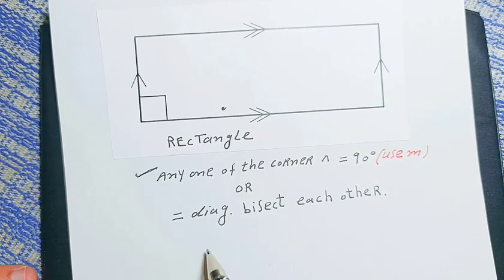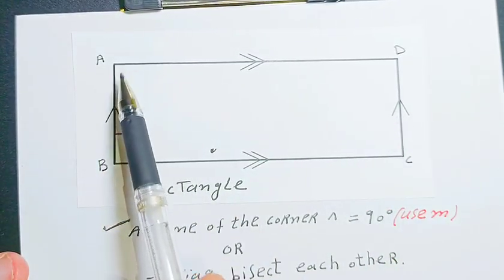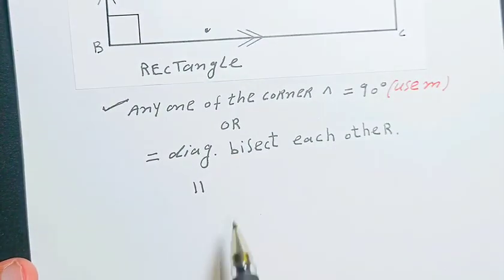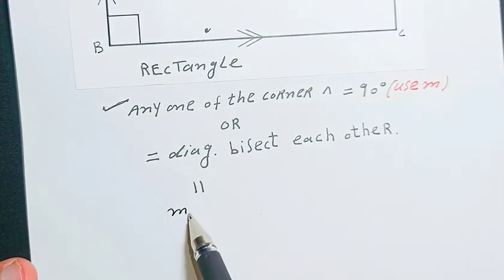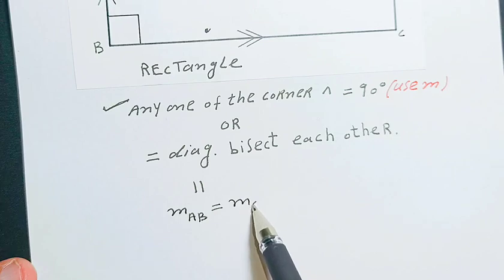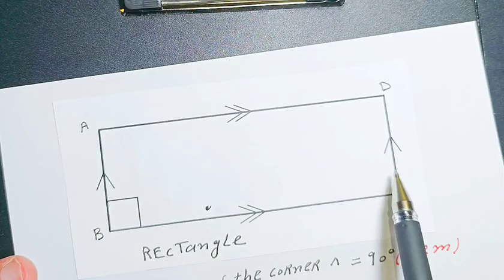Must remember, if you need to prove the lines are parallel or the sides are parallel, you're going to use the gradient formula. For instance, this is ABCD, and AB is parallel to CD. Then we're going to use the gradient formula. So we're going to say m_AB must be equal to m_CD.